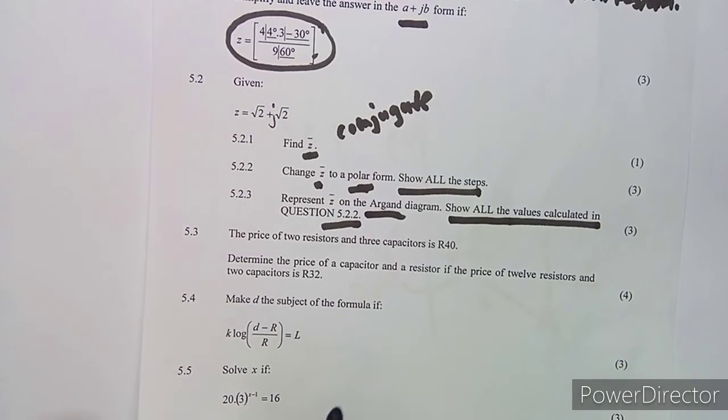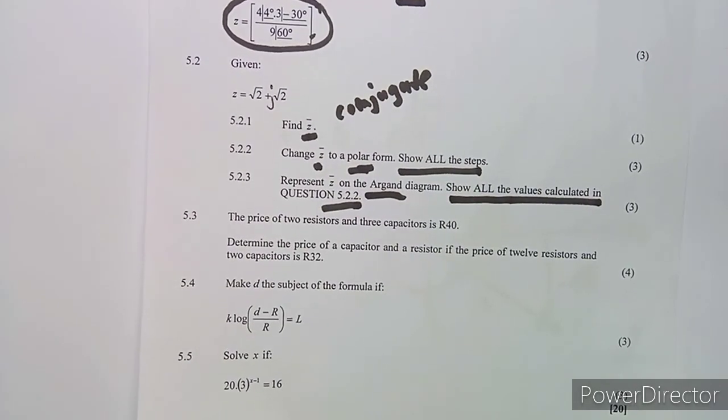Then the other part was that we are given that the price of 2 resistors and 3 capacitors is 40 rand.